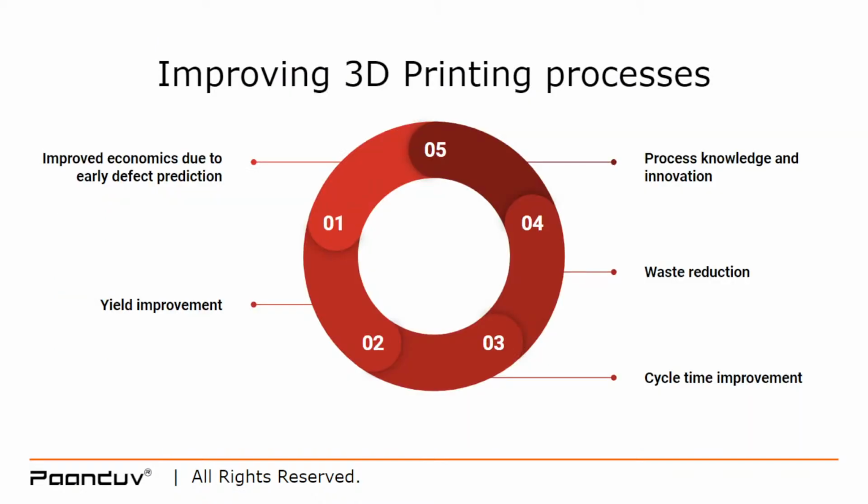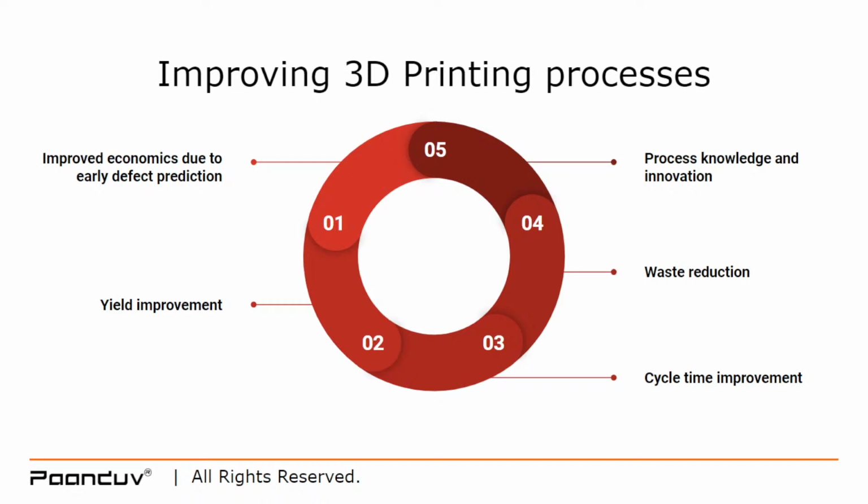Okay. So why would anybody want to do modeling of 3D printing processes, or what are some of the areas that can potentially be improved in 3D printing processes with or without the use of modeling? Starting with the improved economics due to early defect prediction. I believe this is the largest factor why people want to use modeling. They want to predict if there will be a defect in the part while the part is under 3D printing. Of course, once the part is made, then you can do a lot of testing, but that causes loss of money and time.